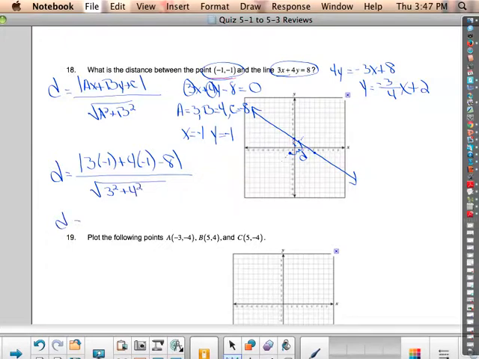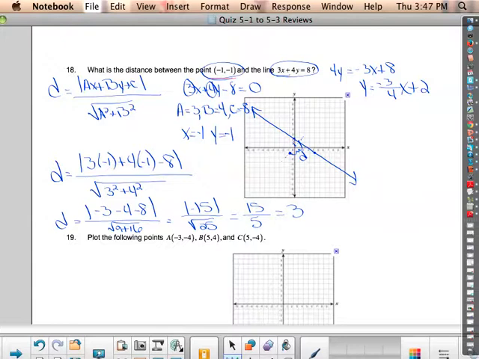That's going to give me the absolute value of -3 minus 4 minus 8 over the square root of 9 plus 16. That gives me the absolute value of -15 over the square root of 25. Remember, absolute value is always positive, so this becomes 15 over 5, so the answer is 3 units.